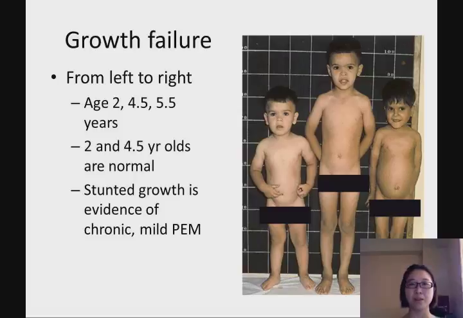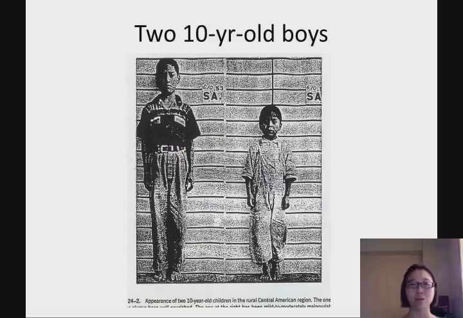As you can see in this figure, we have ages 2, 4.5, and 5.5. From the height, the 2 year old and 4.5 year old boys are at a normal height. But the 5.5 year old had growth slow down because his height did not increase. So that's why we know this growth slowdown is evidence of chronic mild protein energy malnutrition.